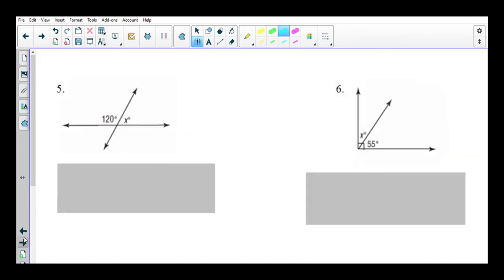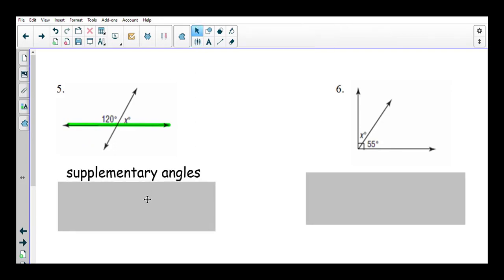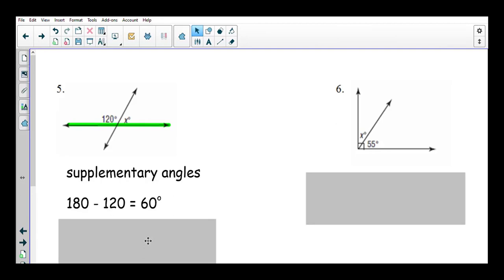Let's take a look at number 5. So we have another straight line going on here. So this is a straight line or straight angle. So those two angles, the one we have and our unknown, are supplementary angles. Take 180 minus 120, you get 60 degrees.